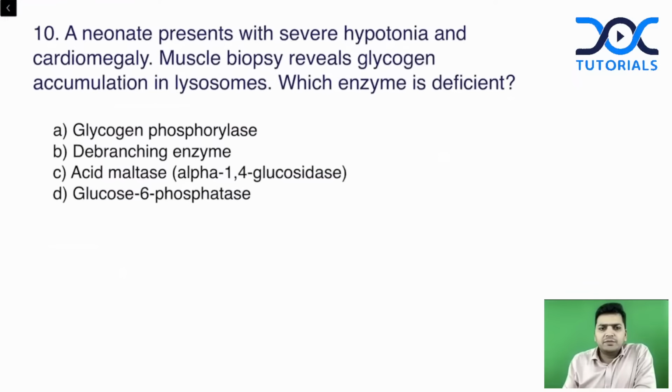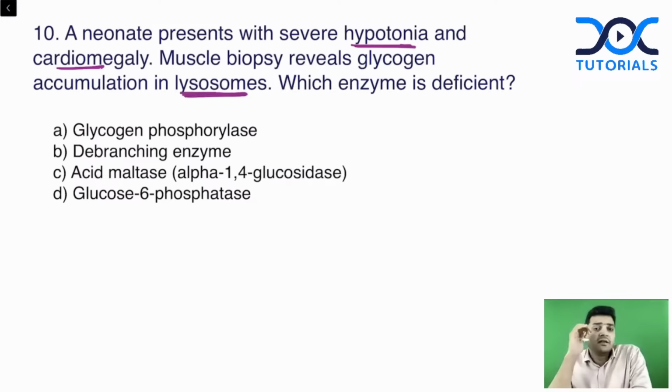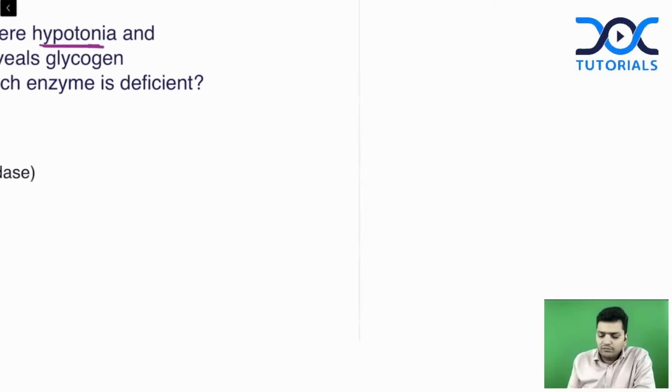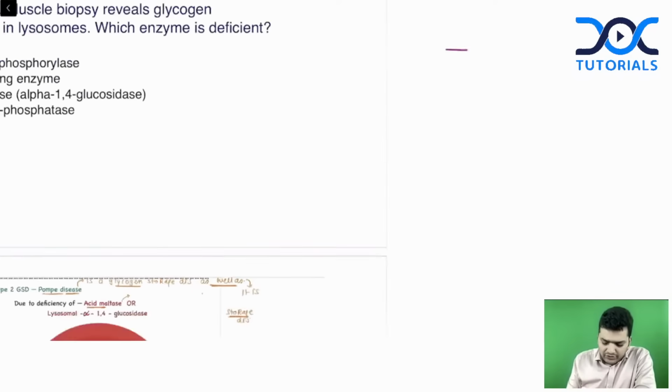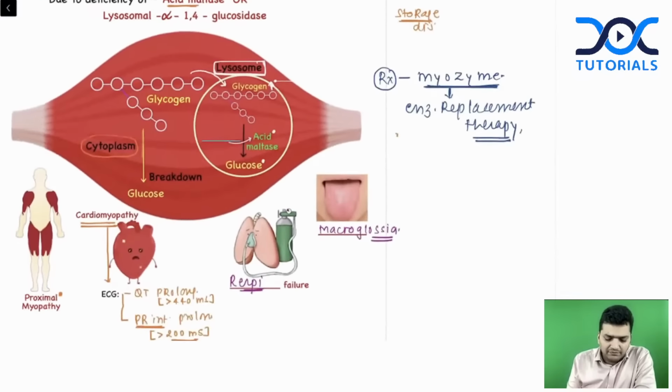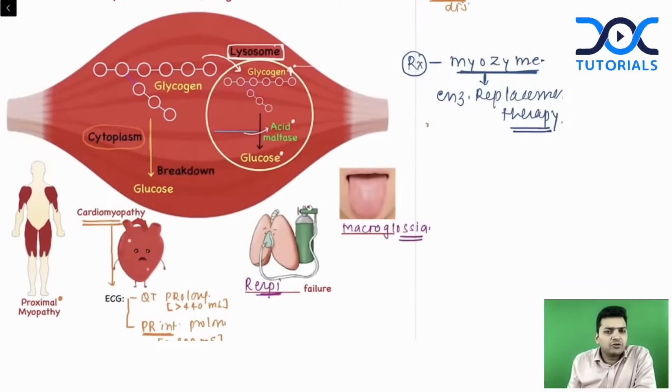A neonate is presenting with hypotonia, means there is some problem with the muscle. There's decrease in the tone in the muscle. Cardiomegaly, the problem with the cardiac muscles also. The muscle biopsy reveals glycogen in the lysosome. There is only one reaction which occurs in the lysosome related to glycogen. Here is the muscle, and here is the glycogen molecule.